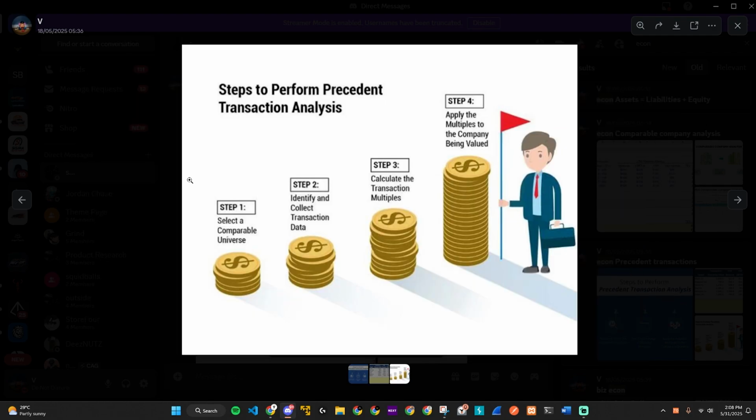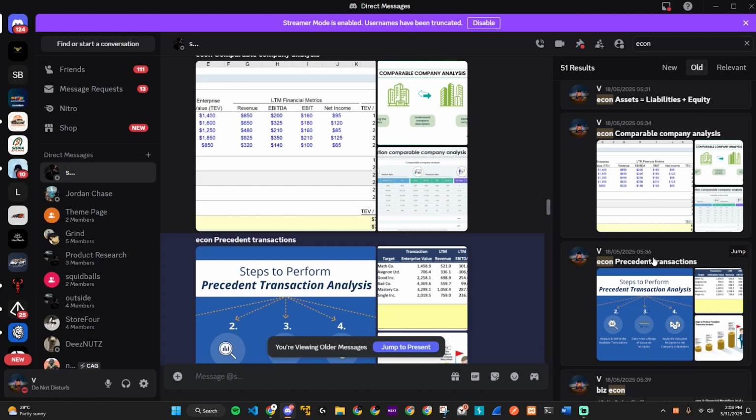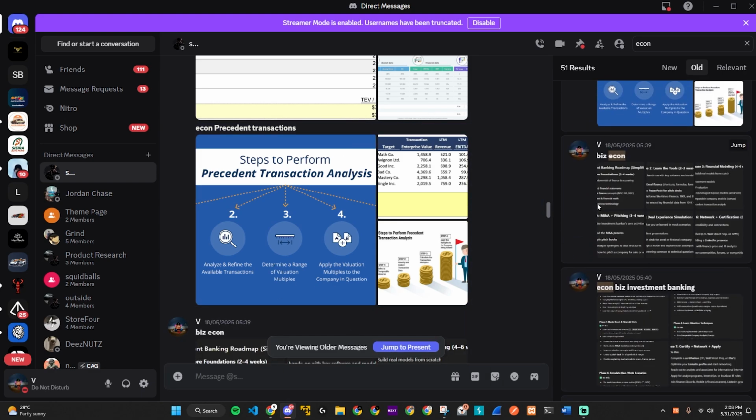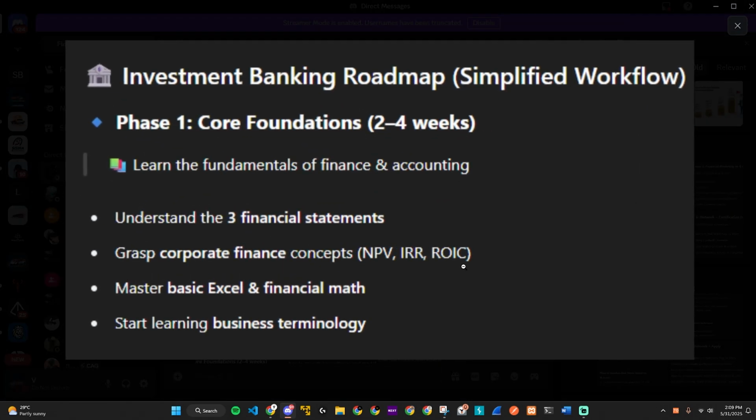Right, okay. Does it perform, present, select a comparable universe and collect transaction data? So then calculate the transaction multiples, apply the multiples to the company being valued, right? Okay, interesting project that I could do again. So I'm going to call this, I'm going to have a few dots here. Okay, so you can see the stuff that you need to study.